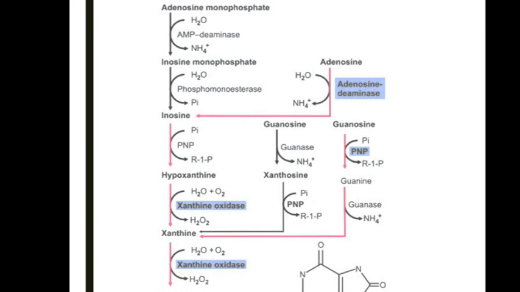Xanthine is converted to uric acid with the help of the same enzyme, that is xanthine oxidase, wherein water and molecular oxygen combine and give rise to endogenous production of hydrogen peroxide. Thus uric acid is formed.